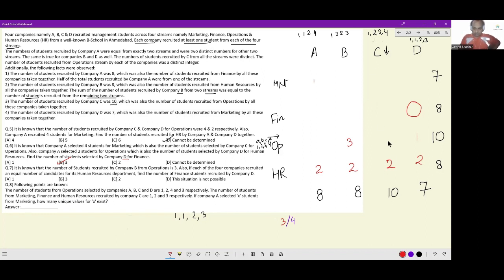Can C have 2 used up here? No. C only has a single 2 and it has been used up with HR. D only has a single 2 and it has been used up with HR. Which is to say, this 2 of operations has no spot to go. It cannot come with company A, it cannot come with company C, it cannot come with company D, which means no acceptable case can be created, which means the answer to this question has to be option D. This situation is not possible.